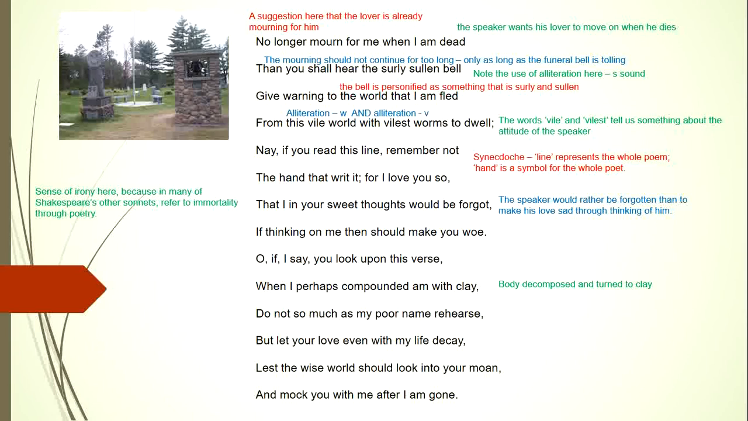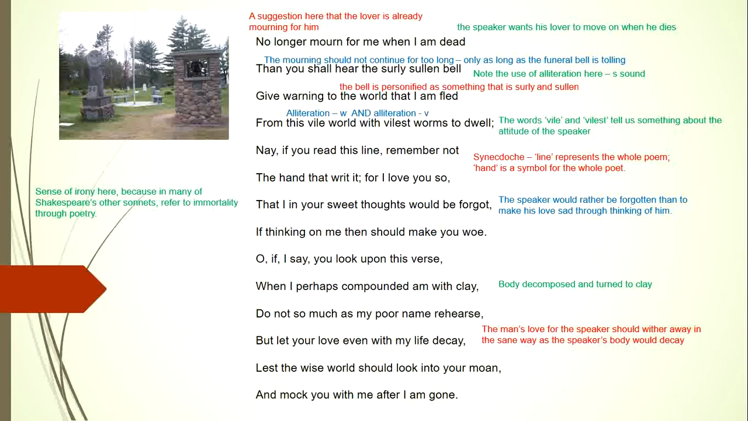So it says, when this happens, if his lover looks at his poetry, he says, "do not so much as my poor name rehearse, but let your love even with my life decay." So what he's saying there is that his lover mustn't think about his name. He mustn't rehearse his name. He mustn't consider him or feel sad about him. He must let his love with his life decay.